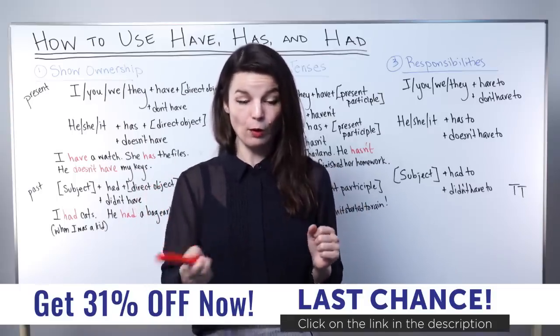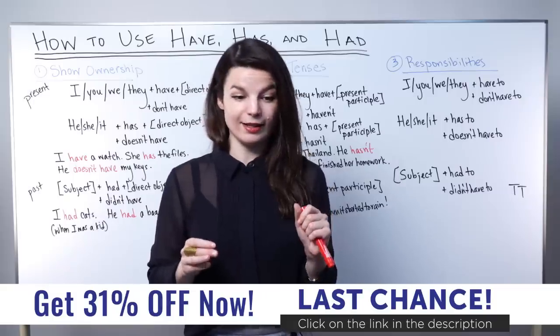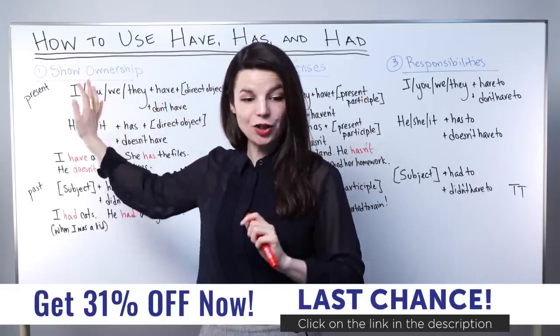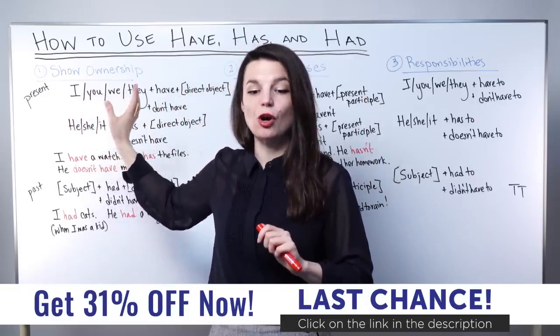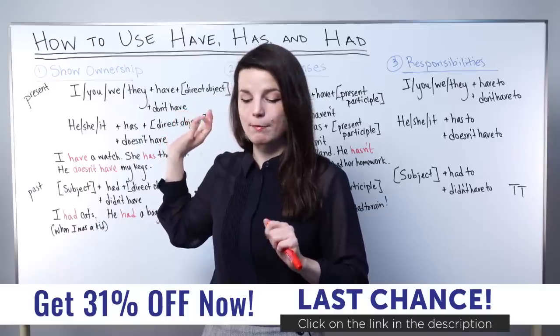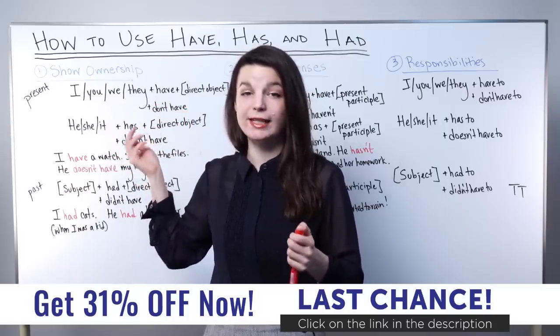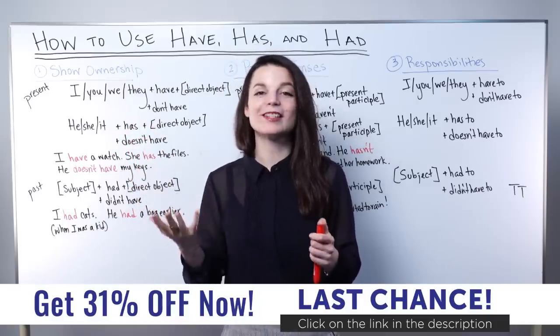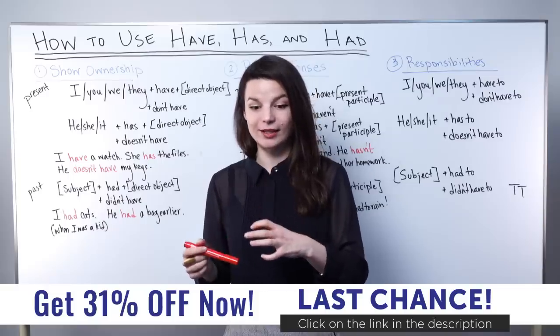Okay, so if you're just joining today's lesson, we are talking about have, has, and had. I just talked about using it to show ownership of something. I'm going to talk about it for making the present perfect tense and past perfect tense next.